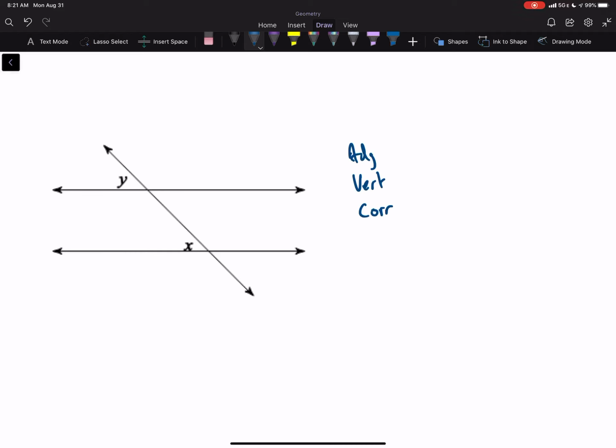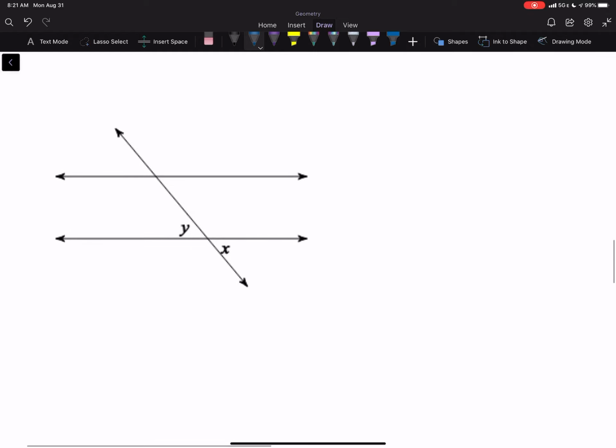So these are corresponding because they're both in the same spot, the upper left-hand corner of this little intersection here. Same with this one, upper left-hand corner. Corresponding. All right, so again, are they interior or exterior? They're one of each, so it's not one of those last 3. These 2 then are on opposite sides of the angle, so these are vertical angles.